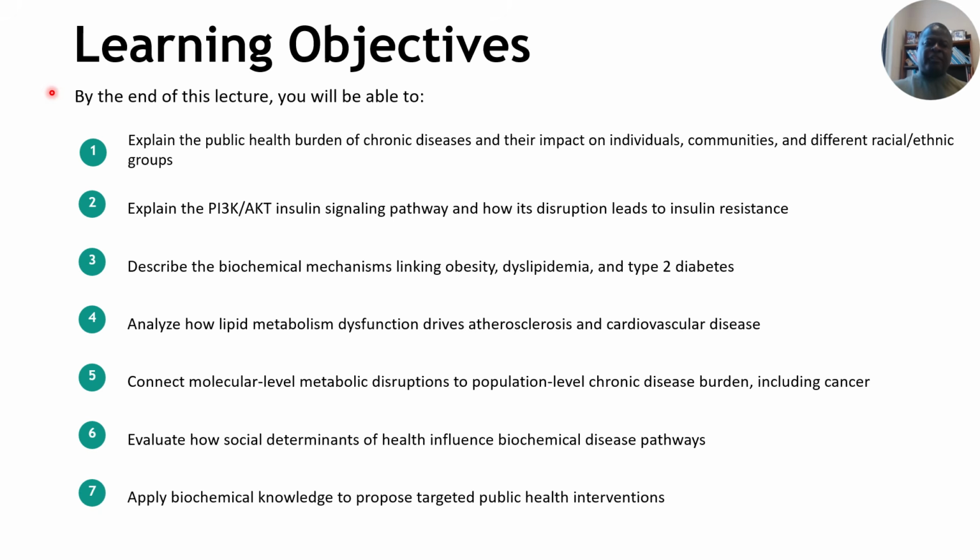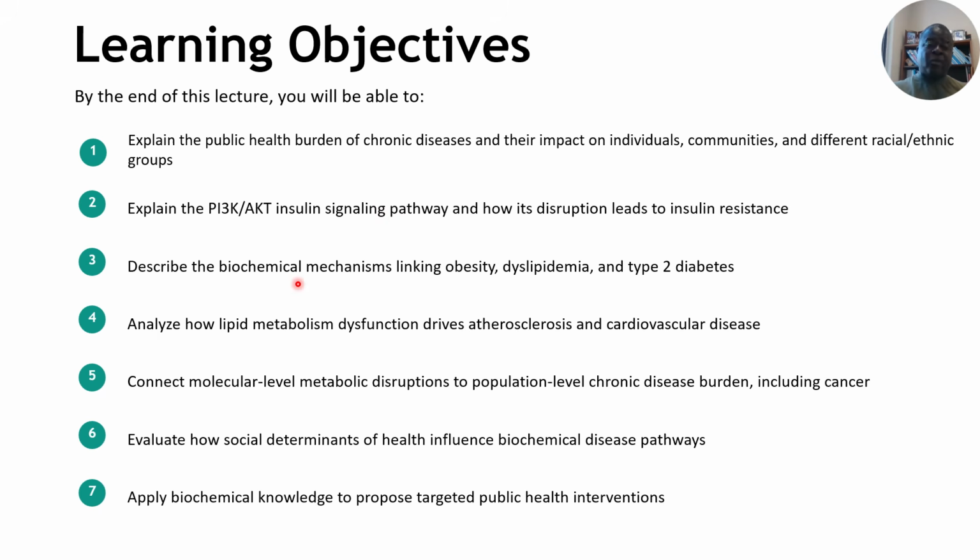So by the end of this lecture, you'll be able to explain the public health burden of chronic diseases and their impact on individuals, communities, and different ethnic and racial groups. We'll explain some of the biochemical signaling pathways, principally the phosphoinositol 3 kinase AKT insulin signaling pathway, and how disruption of this pathway leads to insulin resistance.